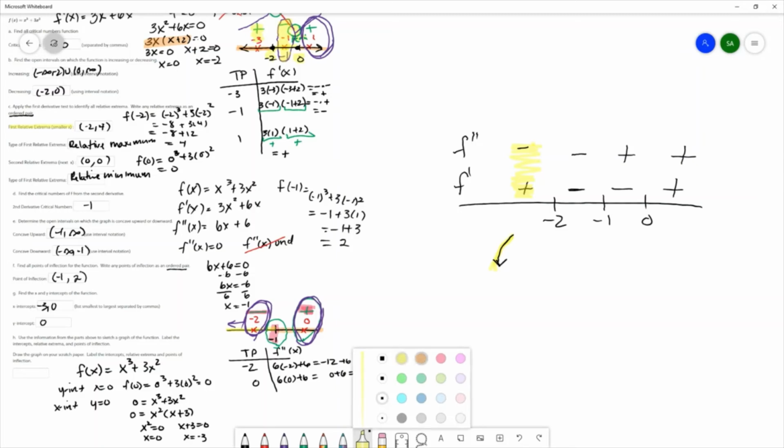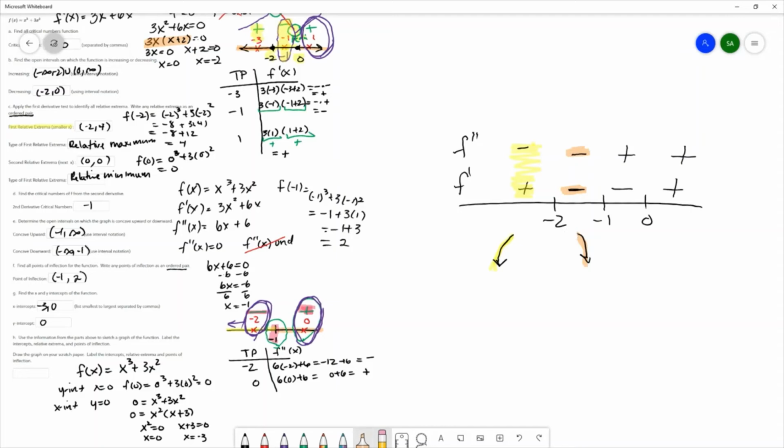For the next section, I have the first derivative negative and the second derivative negative, so that's decreasing and concave down. So I'm going to draw a down-facing parabola, and this time choose the decreasing side. The decreasing side would be this side. Let's get rid of the increasing.